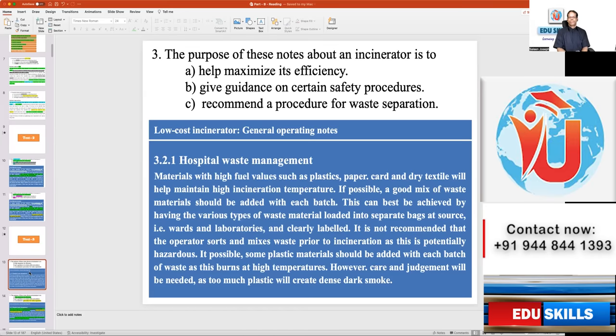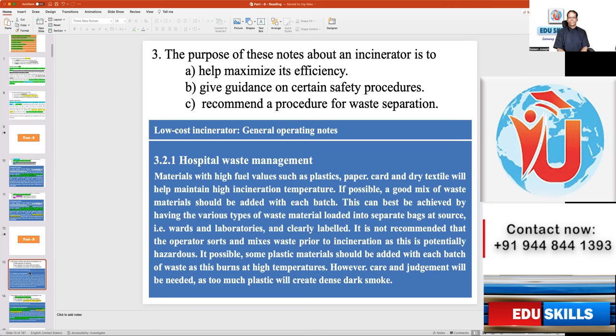The purpose of these notes about an incinerator is to, first option, help maximize its efficiency. Option B, give guidance on certain safety procedures. Option C, recommend a procedure for waste separation. Now the text, hospital waste management.